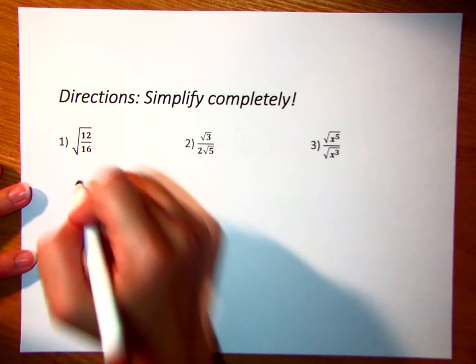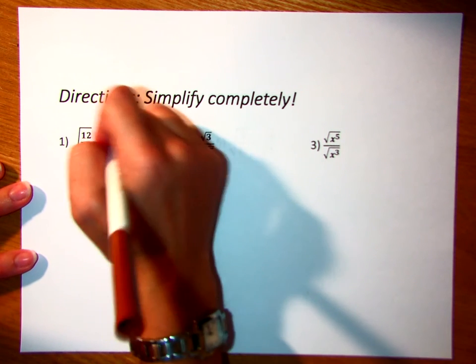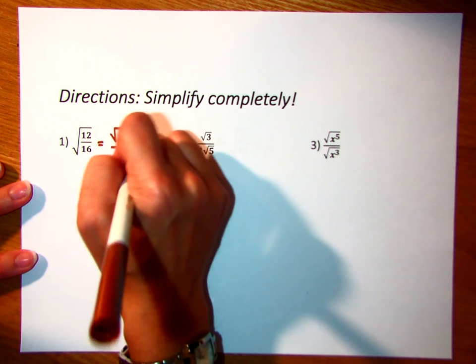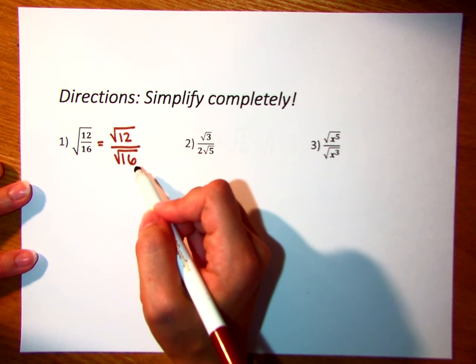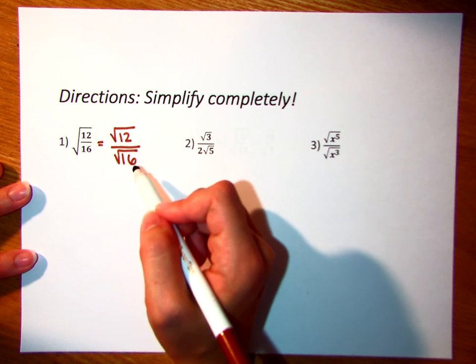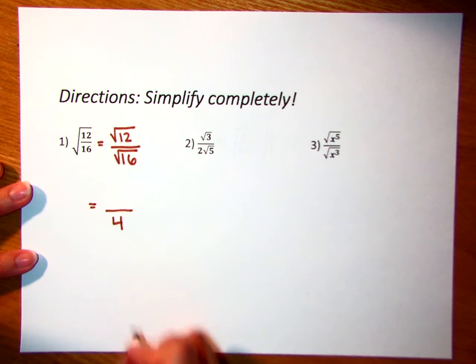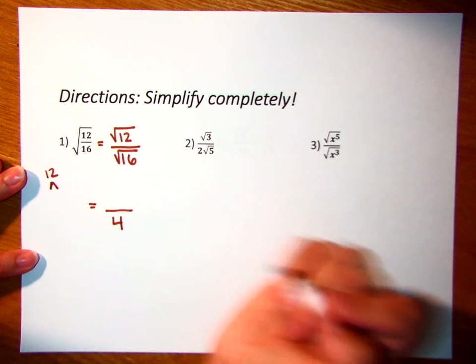Number one, if you'll look, we've got a square root of a fraction. Well, you can actually split that into two radicals, the square root of 12 over the square root of 16. And so this takes us to the point where I was saying, see if you can simplify the number in the denominator. Yes, the square root of 16 is 4. So we get 4 on the bottom, and we should go ahead and simplify the square root of 12 on the top by doing the prime factorization.